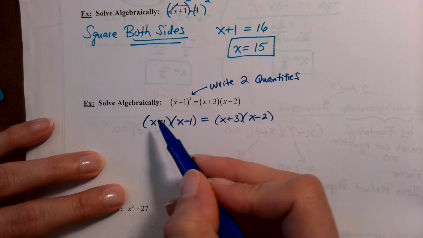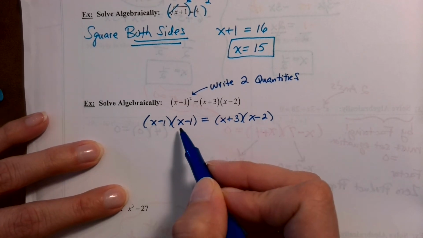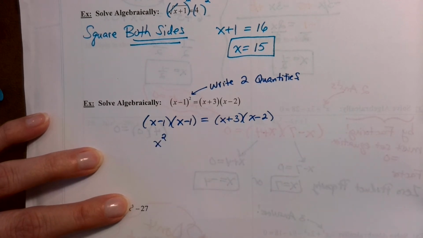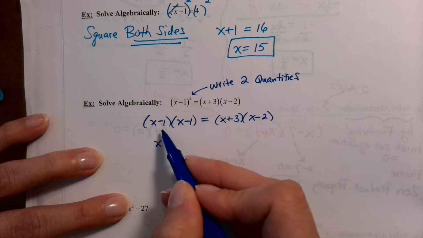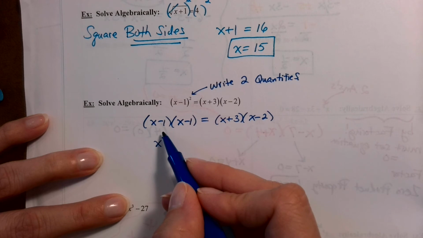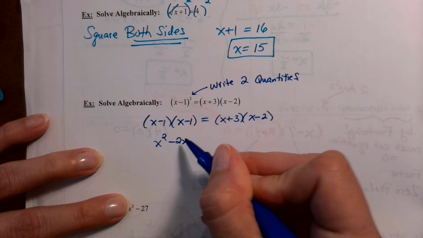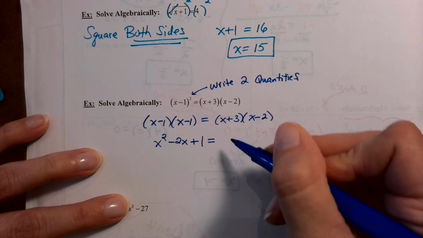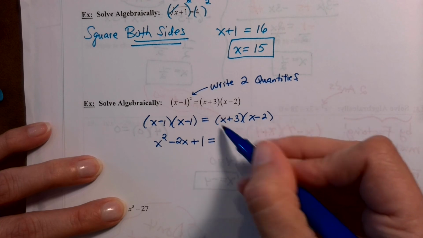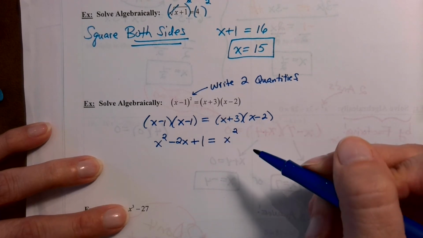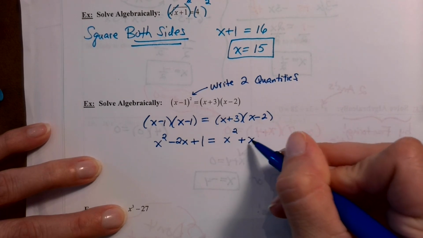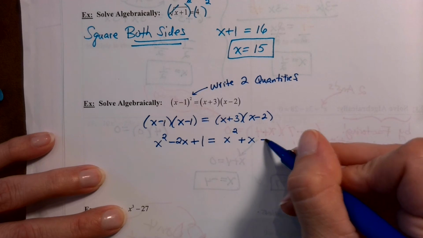And we're going to FOIL. So what do the firsts make? X squared. Let's see how good you are. What do the outers and the inners make? Negative 2x. And the lasts, positive 1. Over here, let's do it again. We have x squared for the firsts. The outers and inners are going to be plus x. And the lasts, minus 6.